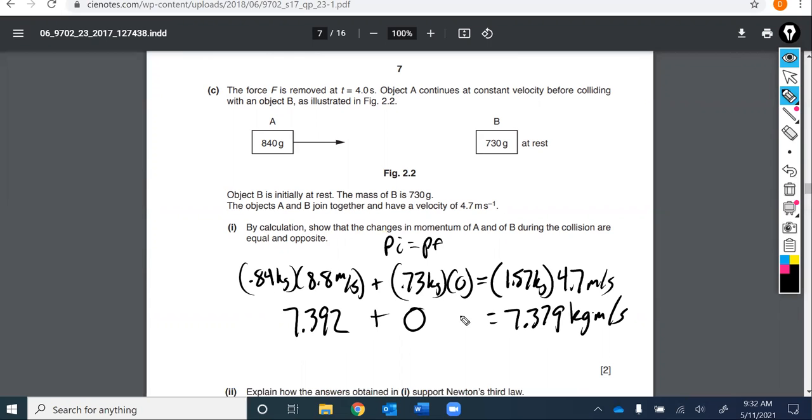Okay, so we can see that all the momentum is conserved. These numbers are close enough together. They rounded this to 4.7, right? So 7.4 basically, 7.4 equals 7.4. So momentum is conserved here. Show that the changes in momentum of A and B during the collision are equal and opposite.